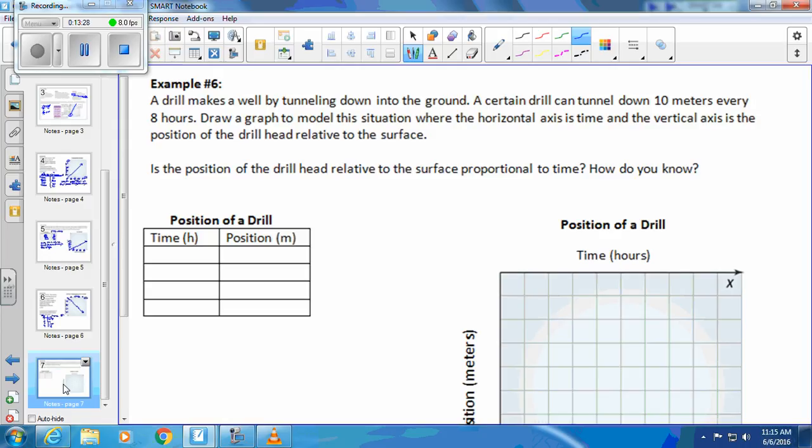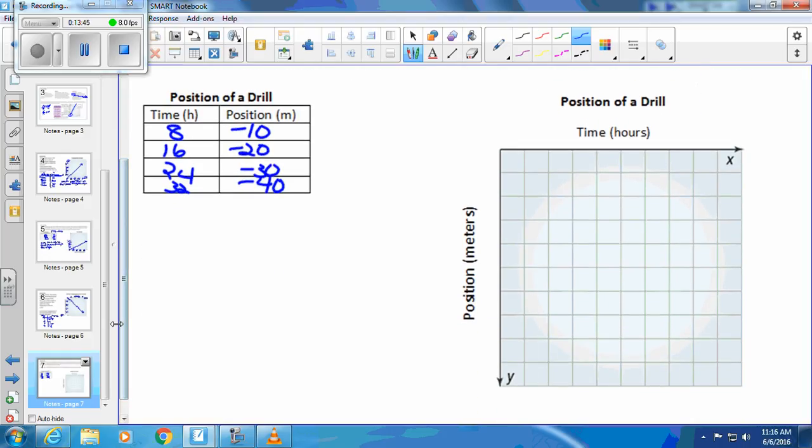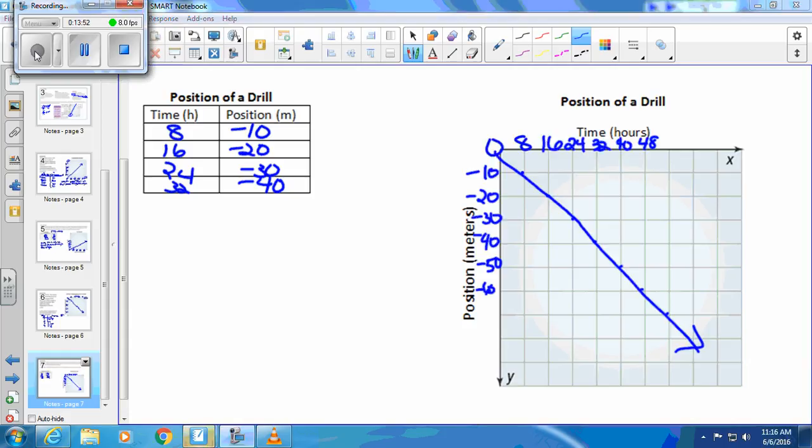Okay, hopefully we have enough time again. Number 6, we're filling again the chart in. So I went to have my time of 8, 16, 24, and 32. The position was negative 10, negative 20, negative 30, and negative 40. Set up the graph, 0, 8. For the magic of television, I'm going to pause this and finish.